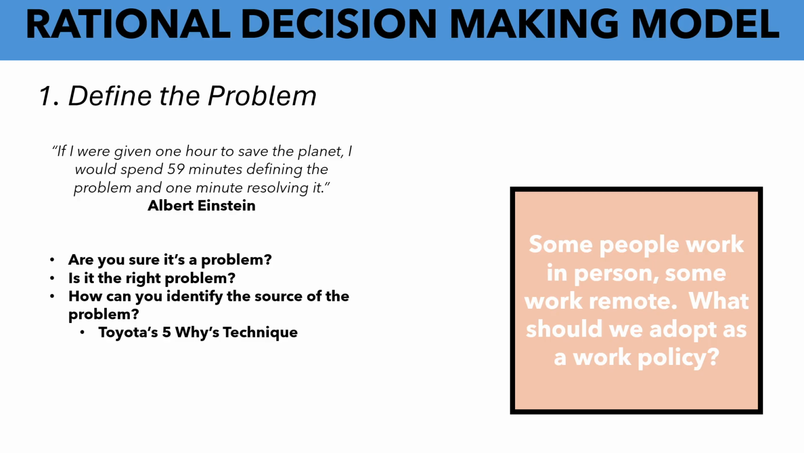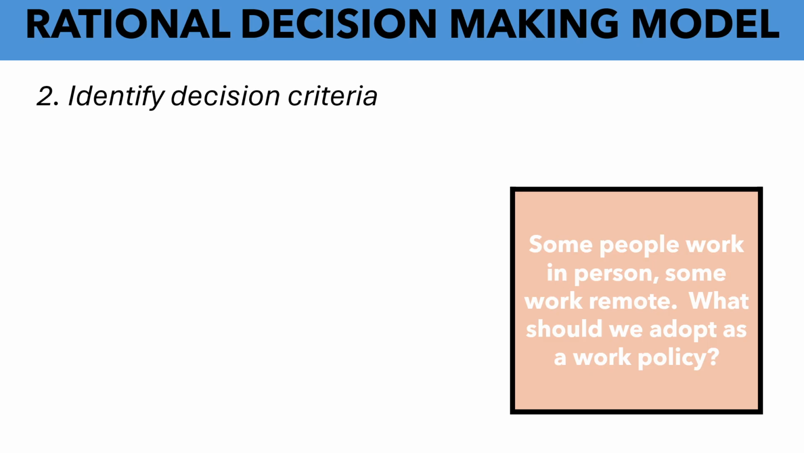Okay, by asking 5 whys, by going through this process, asking why 5 times, we're able to get to this root of the problem. And allowing some people to work remote and some people to work in person, or requiring some people to work in person maybe, that can really feel unfair to people. And that's maybe why you got to solve this problem. Okay, so once you have decided this is the right problem and you've defined it, you need to identify the decision criteria.